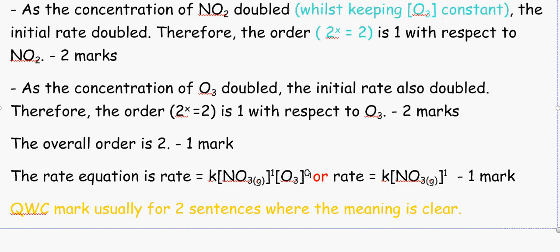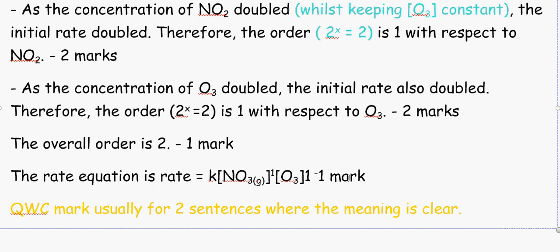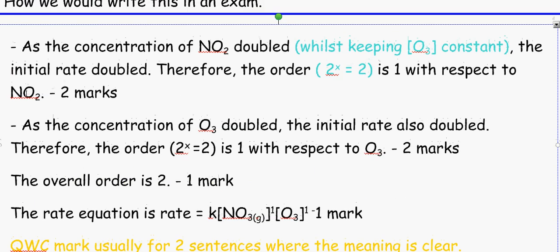So therefore, the rate equation would look like this. There we go. K, NO2, O3. I would usually write the gaseous state, it doesn't really matter, but I would write it. And the QWC mark is usually for the 2 sentences where the meaning is clear. And I think we've made the meaning quite clear here.